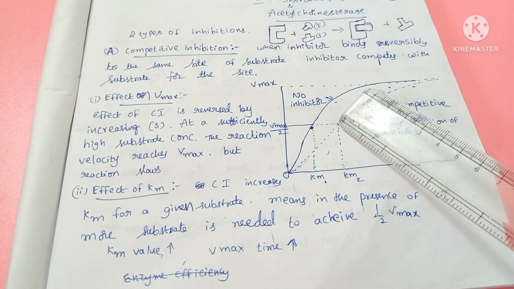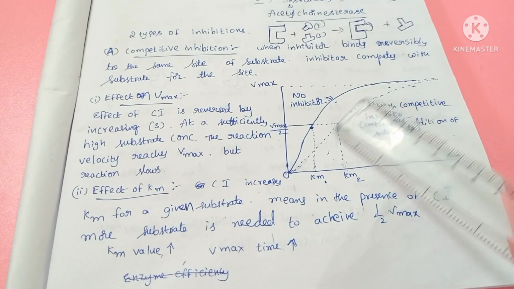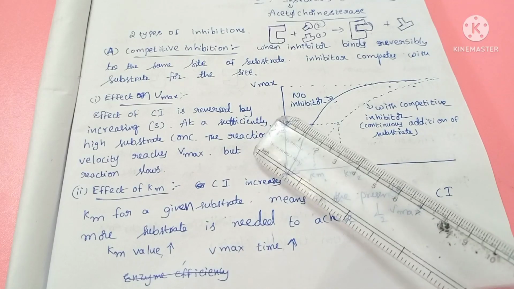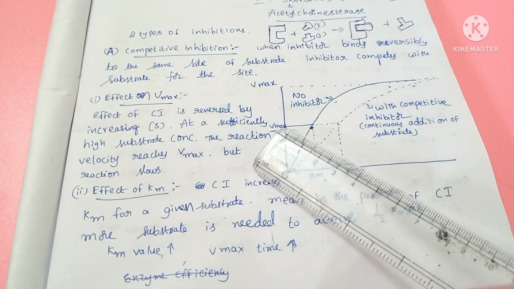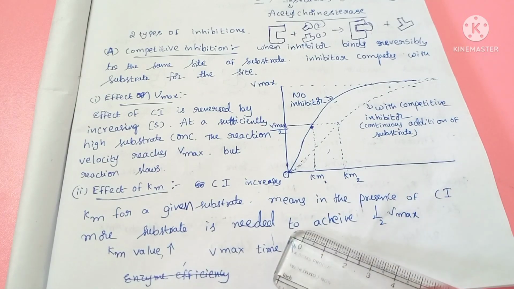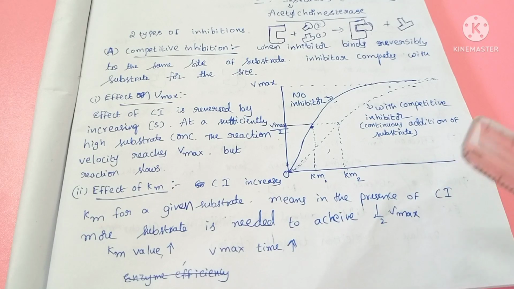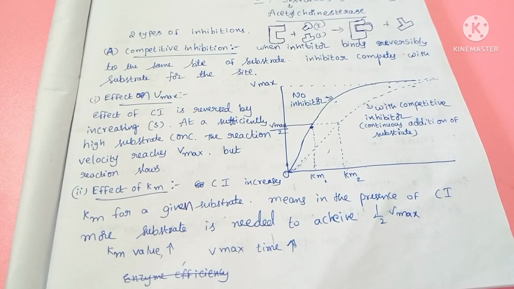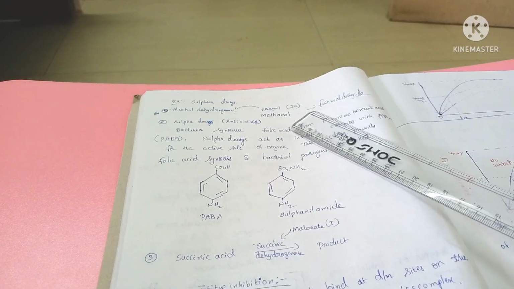So in the presence of competitive inhibitor, the Km value increases, whereas for Vmax, more and more time is taken to reach it. That is the effect of competitive inhibitor on the Vmax and Km. Now we will see the examples of the competitive inhibitors.